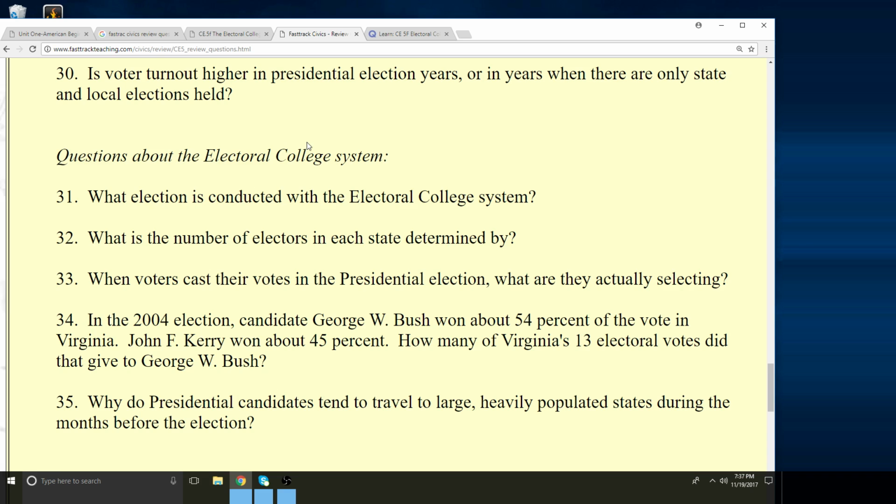Remember when we did the little study guide? It's 2 senators plus however many representatives. So let's go through this really quick. Let's answer 31, 32, 33, 34, 35.